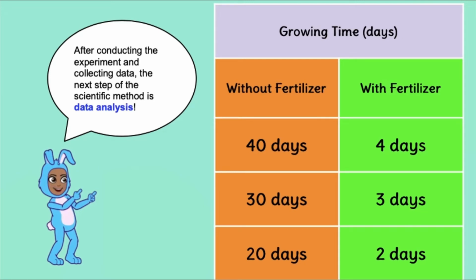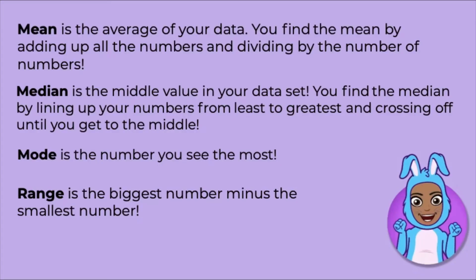After conducting the experiment and collecting the data, the next step of the scientific method is data analysis. So, to do data analysis, we need to find the mean, median, mode, and range for the groups with fertilizer and the group without fertilizer.